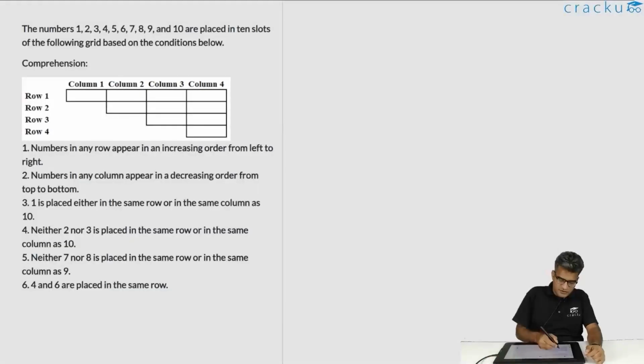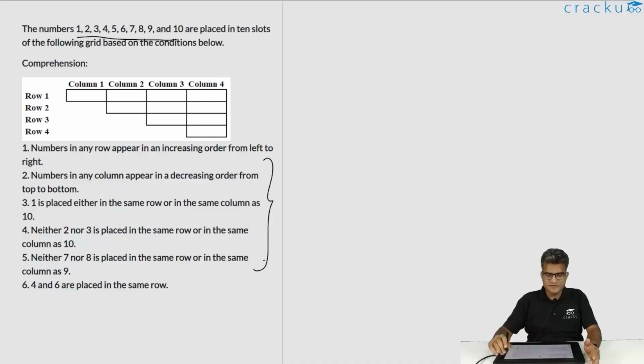In this question, we are told that there are numbers 1, 2, 3, 4, 5, 6, 7, 8, 9 and 10. They should be put in 10 slots. They have been given some rules. The rules are that numbers increase from left to right. So this way they increase. Similarly, they increase from top to bottom.